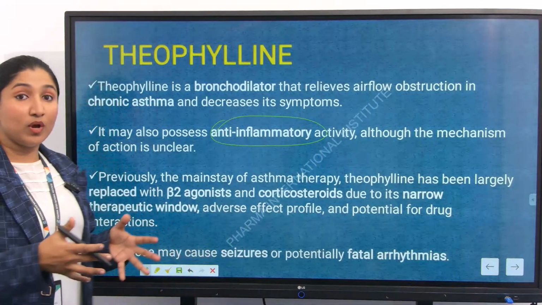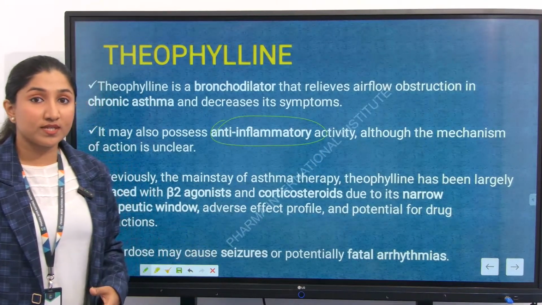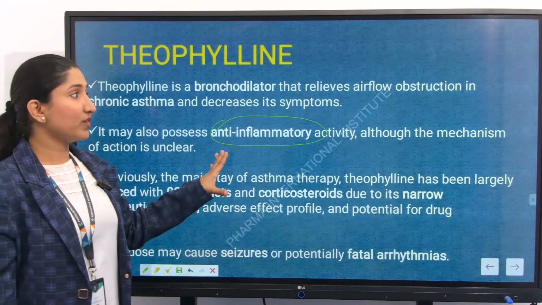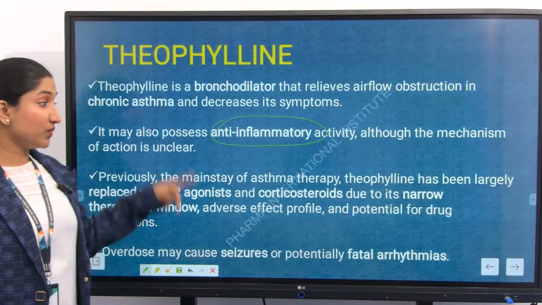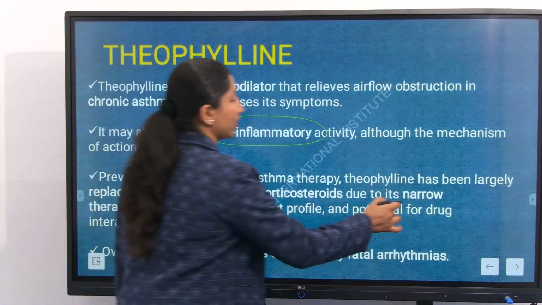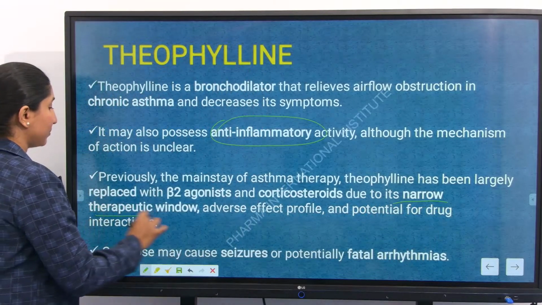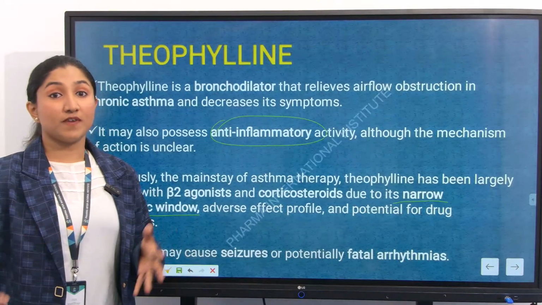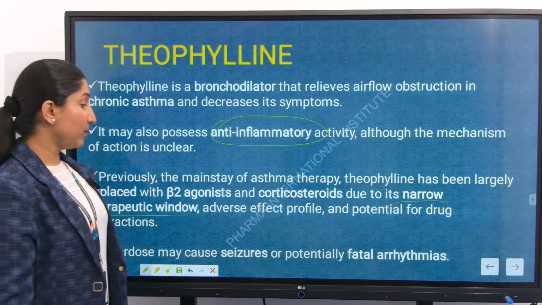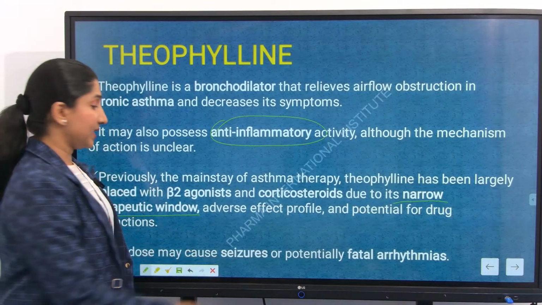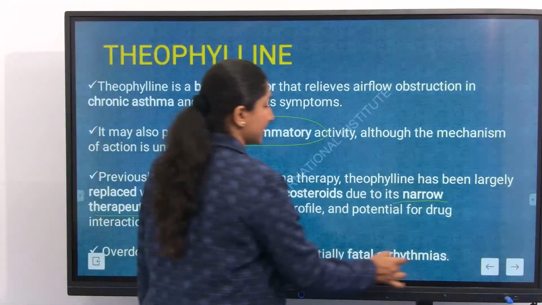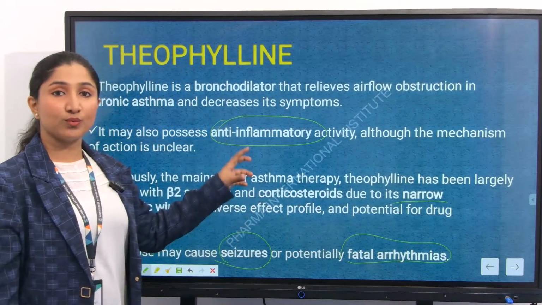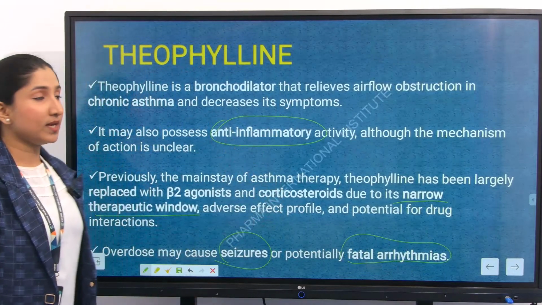But now that better agents like the beta-2 agonists have been developed, with a lower side effect profile and better action, theophylline use has been limited, because theophylline is also a narrow therapeutic drug. That means even a slight increase of the dose can cause fatal reactions in the body. Overdose can cause seizures or fatal arrhythmias. That is why theophylline use is limited now. Initially, theophylline was the mainstay of treatment for chronic asthma.